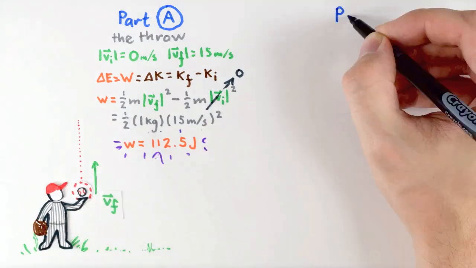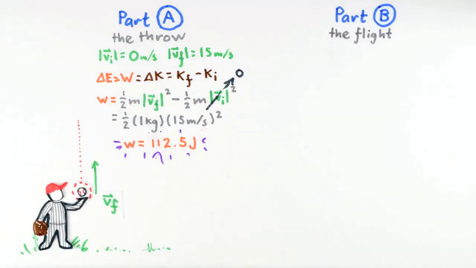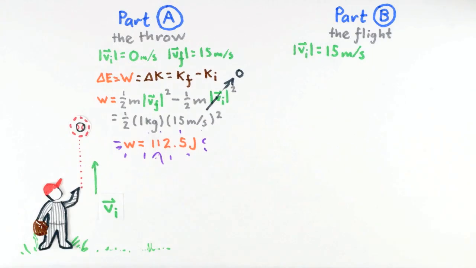Now for part B, we're still looking at the same system, but different initial and final states. The initial state is at the point of release, when the ball is moving 15 meters per second. The final state is when the ball is at its maximum height, which we know happens when the ball transitions from rising to falling. At that maximum height, the ball must be momentarily at rest, so the speed in this final state must be 0.